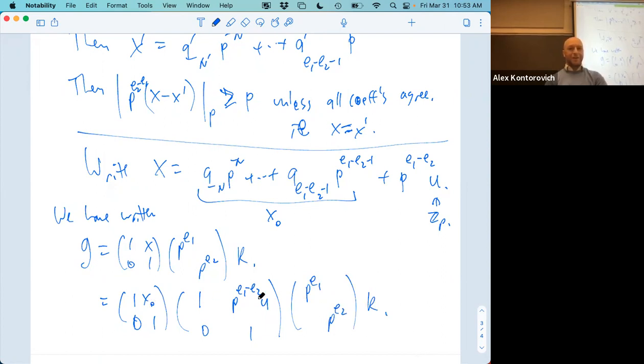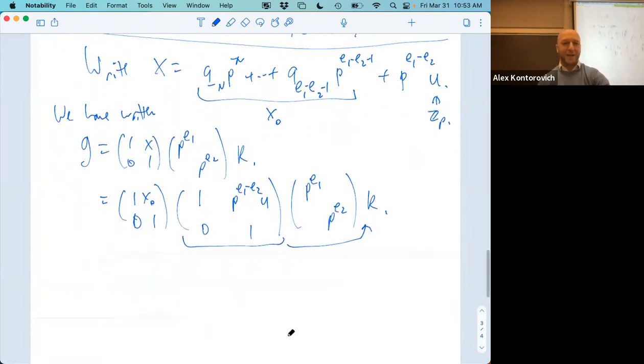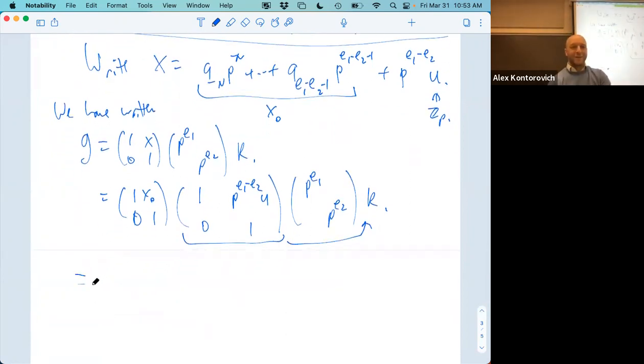I've done nothing. This is just the fact that this is an additive group, the upper unipotent. When this multiplies, I just get x0 plus this thing. Well, x0 plus this thing is x. And the point is this can get moved over to the K. So let me show you how you do that. It's a very simple trick.